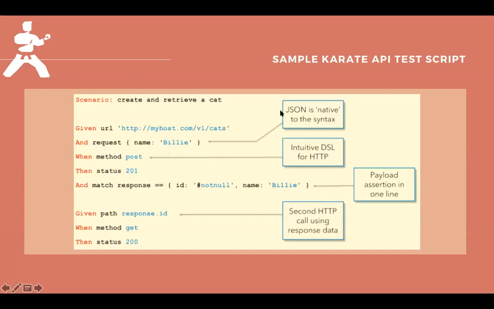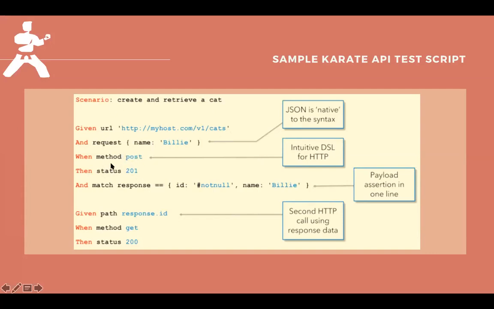Now, let's look at how a Karate API test script looks. This is the example which we pulled from the Karate GitHub documentation. We're saying here, given a URL, and we say a request name is Billy, and we are making a post, and we're saying the status should be 201. After that, we're saying that the response should be something like this. So you're hitting this endpoint, giving a payload like Billy in a JSON payload, and a method called post, that's it.